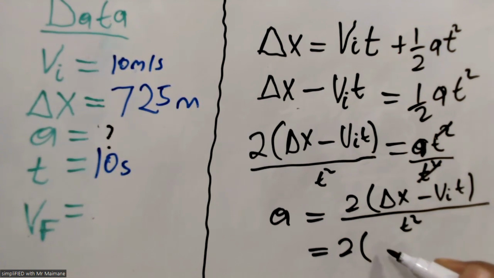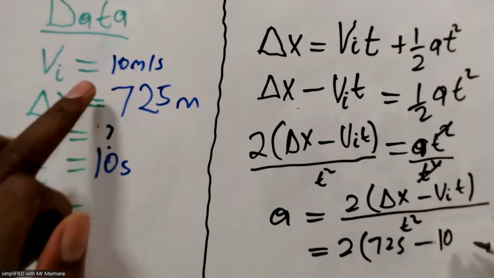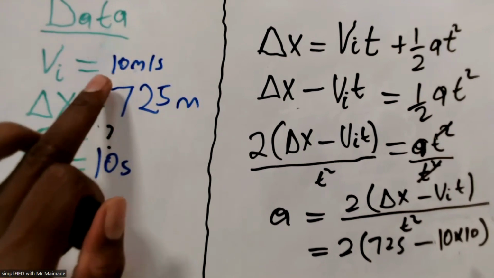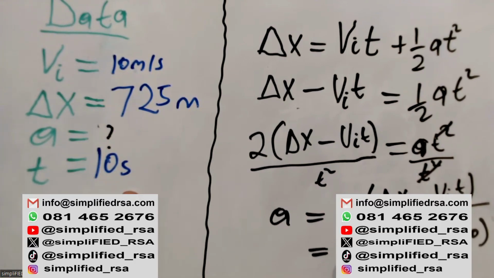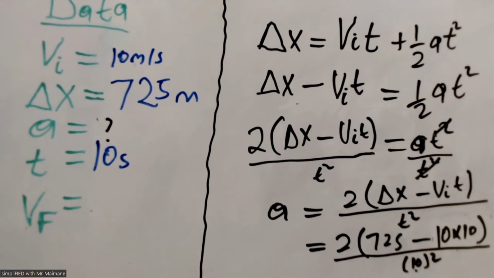So I'll have 2 times 725 minus initial velocity, which is 10 meters per second, times 10 seconds for the time. And then all this divided by 10 squared, because t is 10. And then you work this out on your calculator.